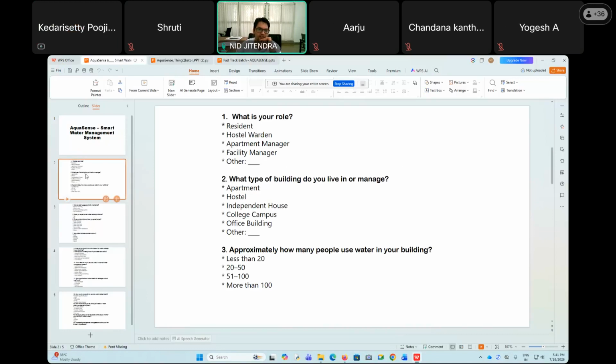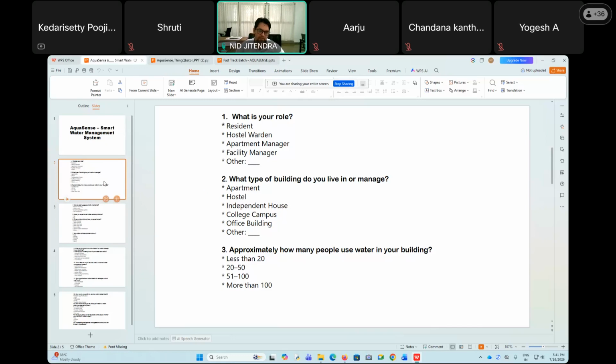So the first section is basically required to be an introductory or onboarding section, where you should be able to understand who the user is, what they're doing, and where they're coming from. That's a good structure. So you're asking what is your role, whether they're residents, hostel wardens, apartment managers, or facility managers, who are looking into how water should be seen and how water should be measured.